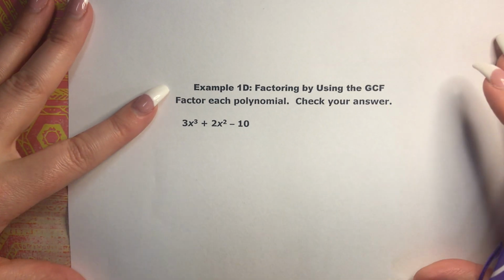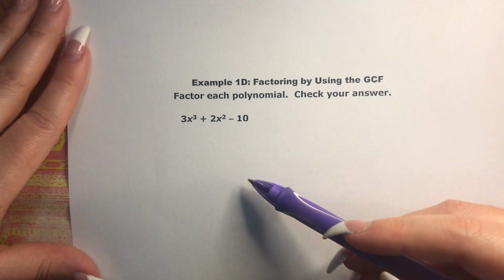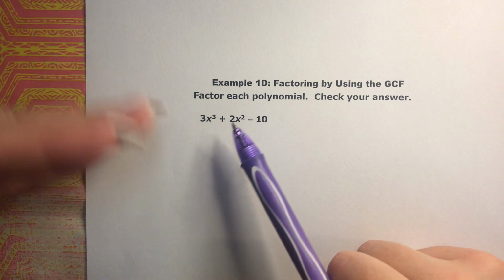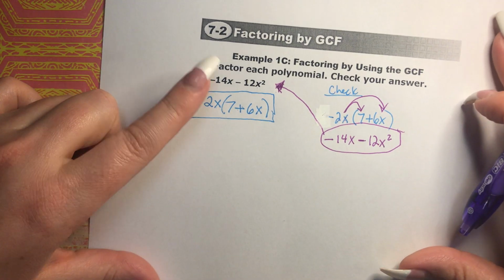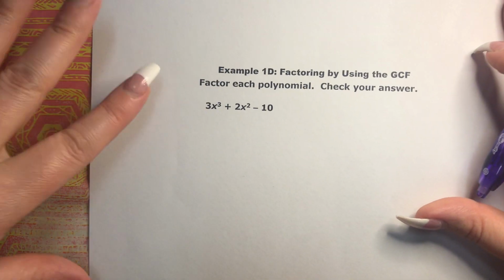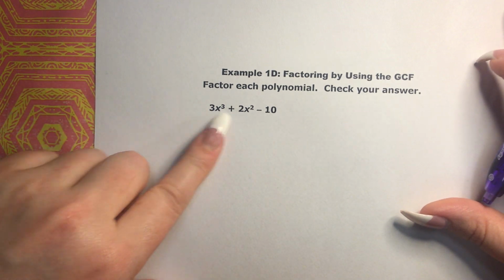Example 1D. Okay, factor each polynomial. Check your answer. So here, look at the signs. There is a positive, positive, and a negative. So it's kind of all over the place. So we're not going to factor out that negative. We only factor out the negative if the negative is here and here. Okay? So we don't worry about the negative. Then we're going to look at the numbers. 3, 2, and 10. Is there any number in common there?